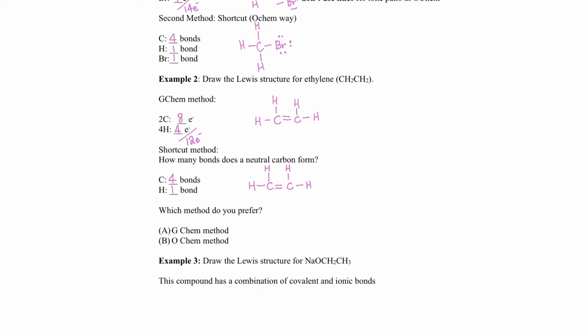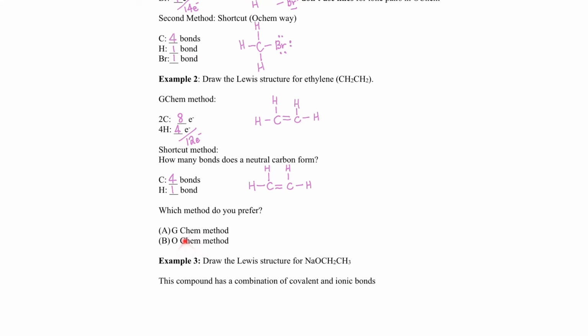So after those 2 examples, which method do you prefer? The GChem method or the OChem method? Usually I would take a poll in class, but since we're doing a remote format, we're not going to do that. But think that to yourself and maybe discuss with some of your classmates next time you see each other online. And let's look at example 3 now.